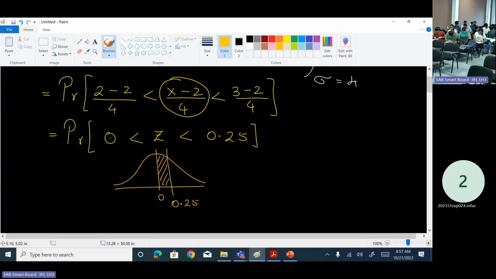So now this region and your table region are the same. So straight away you have to refer 0.25 and get down along the x-axis. So along the leftmost column you refer 0.2 and on the top row you refer 0.5. You refer this value, 0.0987.